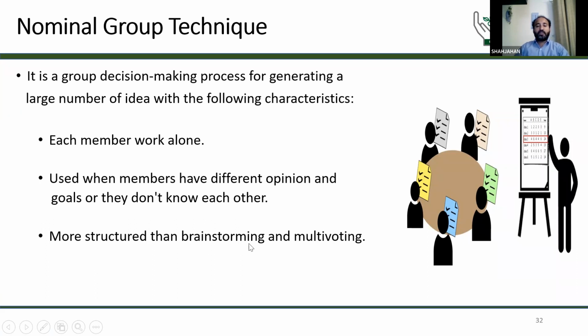It is more structured than brainstorming and multi-voting. So this technique has some advantages over brainstorming, because each staff member will sit separately and write their ideas.